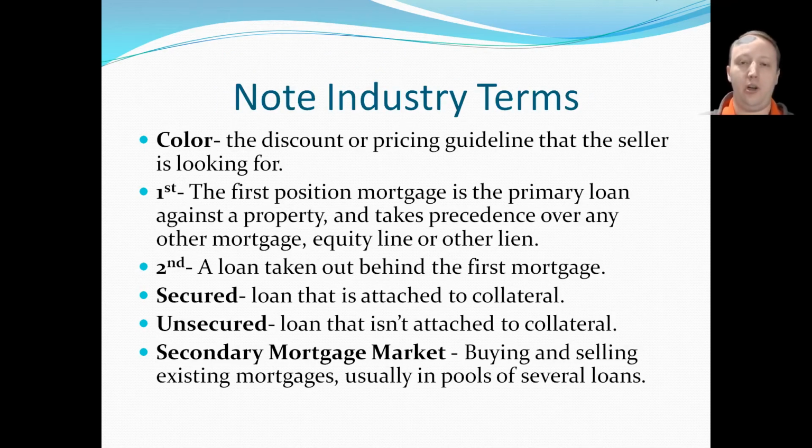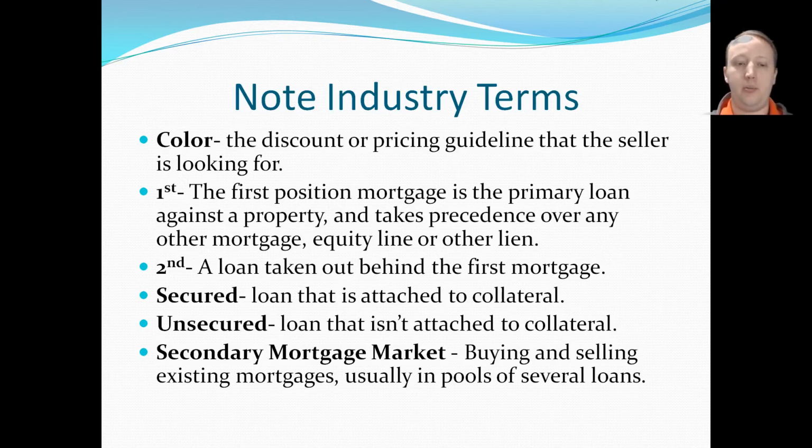Next page, note industry terms. So this is going to be our bread and butter and what we need to focus on. The first term you might hear is color, and that's the discount or pricing guideline that the seller is looking for. So if you're on the phone with an asset manager and you ask them, hey, what's the color, or what's your pricing guideline, or he tells you, hey, this is the color, it could be like, hey, they're looking for 40% on these notes, or 50 or 60 or whatever, and that could be of different parts of the notes, or it could be the UPB or the unpaid balance, or it could be the fair market value of the actual home. But color is going to be a term you'll hear quite a bit, or just the pricing.